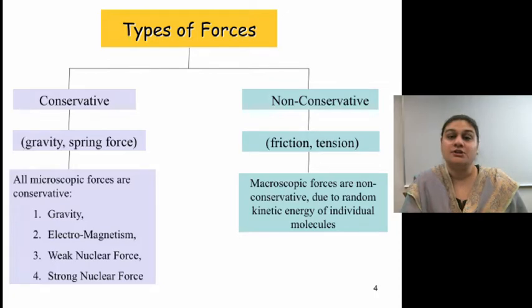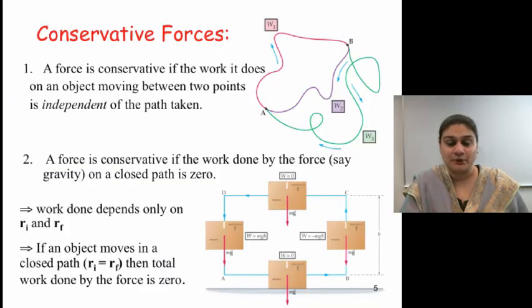Types of forces. There are two basic types of forces, or in other words, we can say all forces can be defined in terms of two basic criteria. One is conservative and the other one is non-conservative. The conservative forces include gravity, spring force, and all microscopic forces like electromagnetic, weak, and strong nuclear force. All those forces are conservative forces. Non-conservative forces are forces like friction or tension. These are macroscopic forces, and they are non-conservative due to the random kinetic energy of individual molecules. So now let's talk about these forces a little bit more.